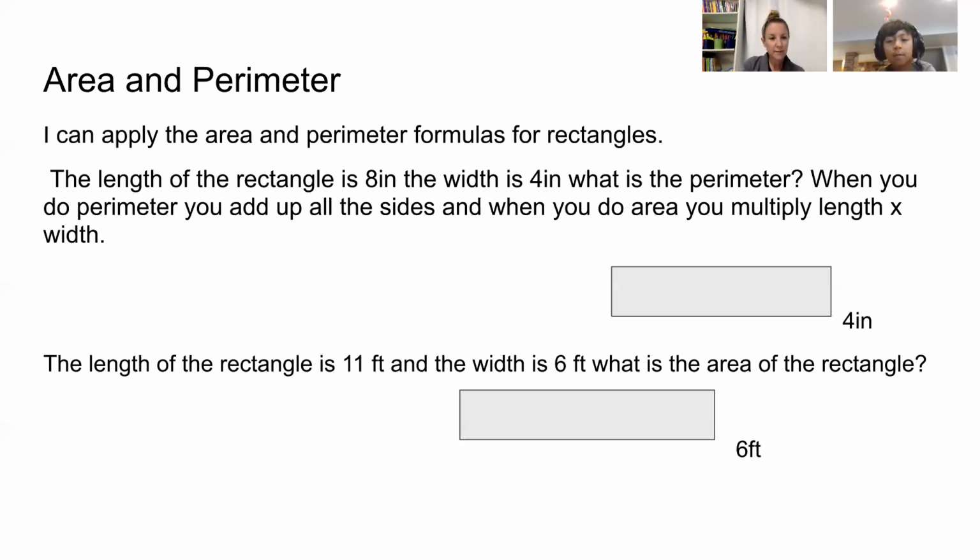Okay, next one. The length of the rectangle is 11 feet and the width is 6 feet. What is the area of the rectangle? Ryan? 66 square feet. Good job, Ryan. He remembered the square. Yep. Okay, next slide, Zach.